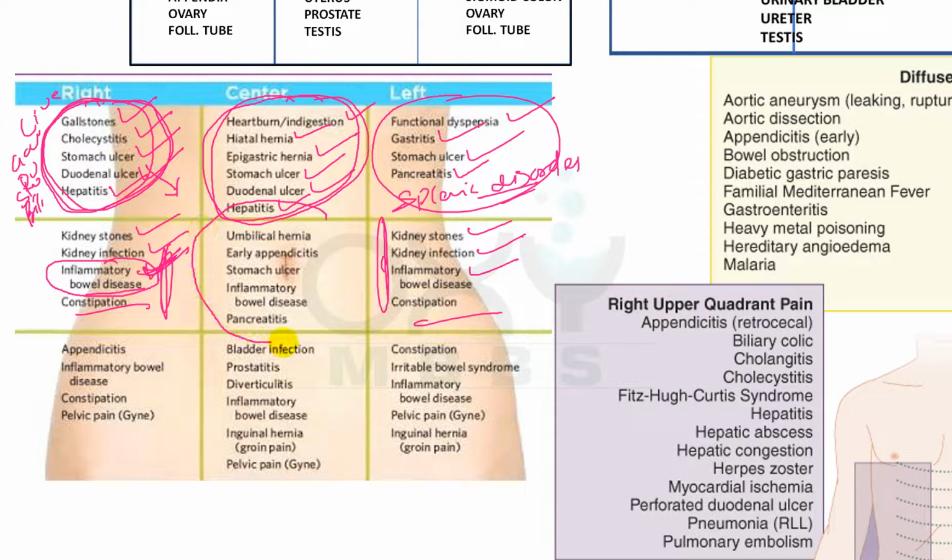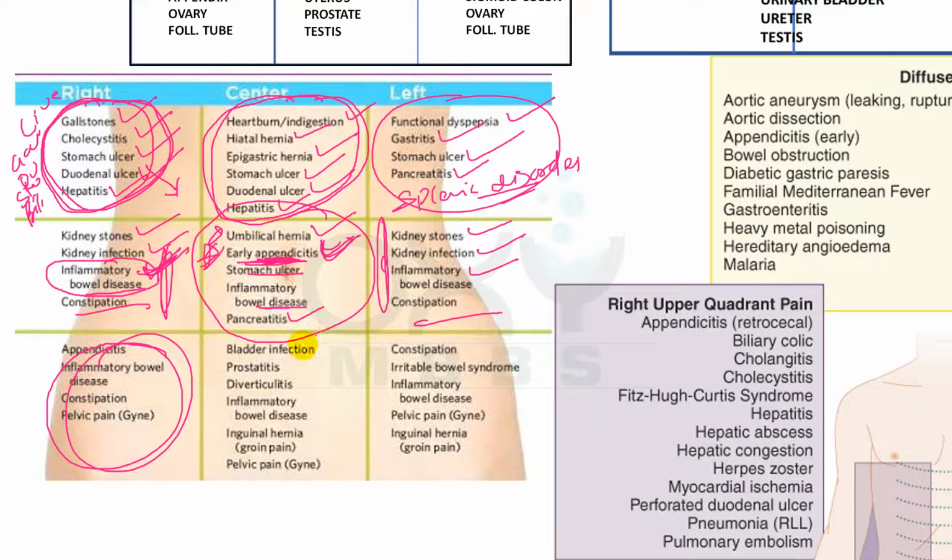Now coming to the umbilical region. If there is pain in the umbilical region, then it may be because of umbilical hernia or early appendicitis. Remember friends, this is very important. The appendix is present in the inguinal region, but if there is early pathology in the appendix, then the pain because of the early appendicitis will be felt in the umbilical region. This is very important. Stomach ulcer, inflammatory bowel diseases and pancreatitis.